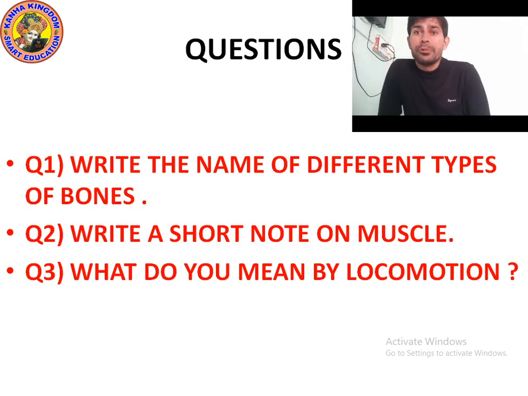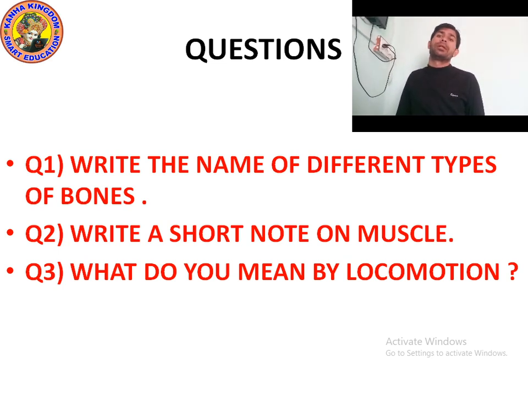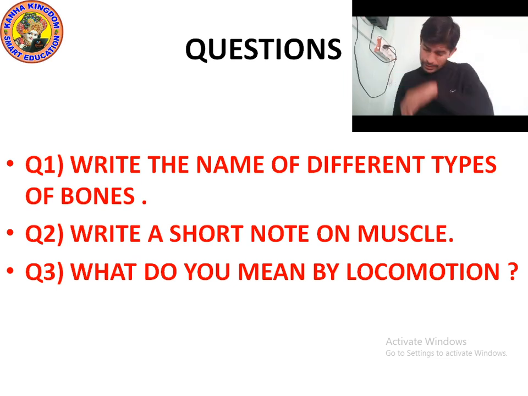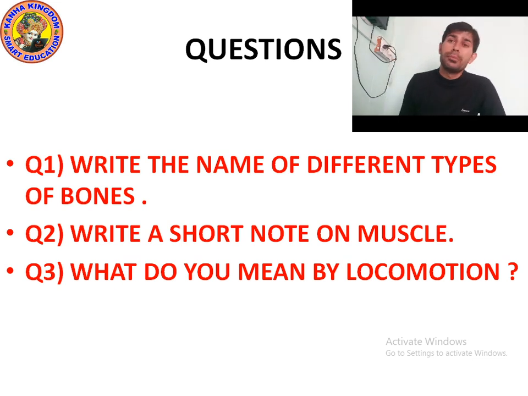Okay, it's time to ask questions from you. Question number one: write the name of different types of bones. There are four types of bones: flat bone, irregular bone, short bone, and long bone.